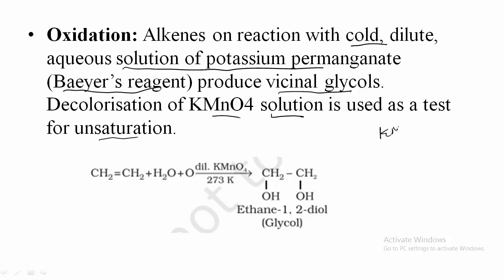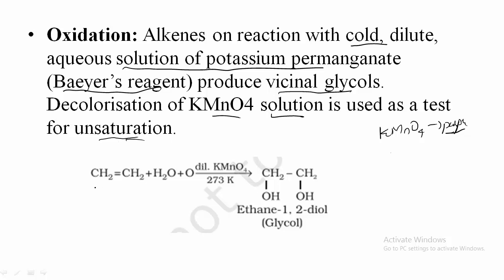If KMnO4 gets decolorized, that is, usually it has a purple, violet-purple color, and if it gets decolorized, meaning its color disappears, then we say the compound is unsaturated.